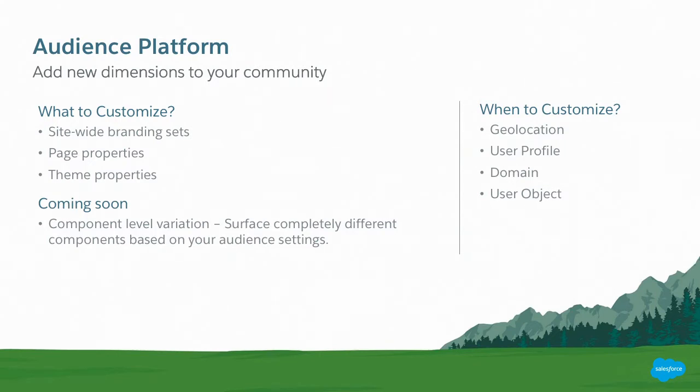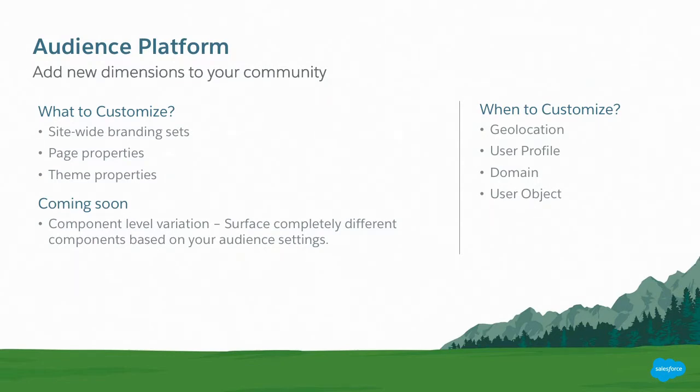And what's new in Winter 18 is domain and user object. So domain's amazing. If you're using custom domains, I can say, if you arrived at my community via this domain, then you get this branding set or this theme. If you arrived at my community via another domain, you get something completely different. So we're talking about a completely different look and feel, but it's the exact same community.